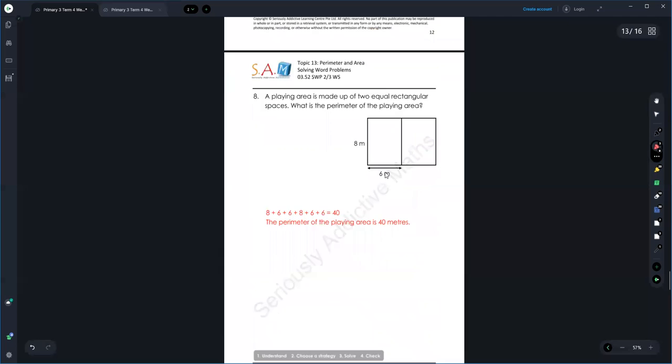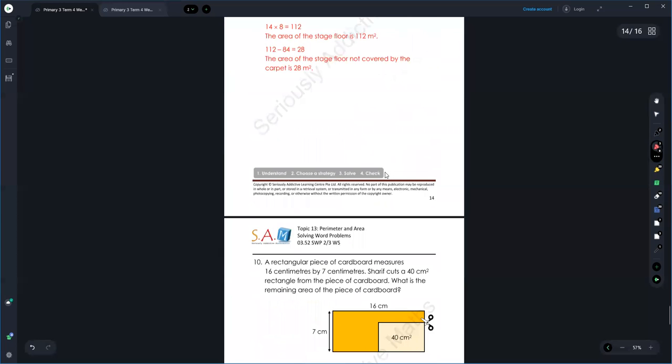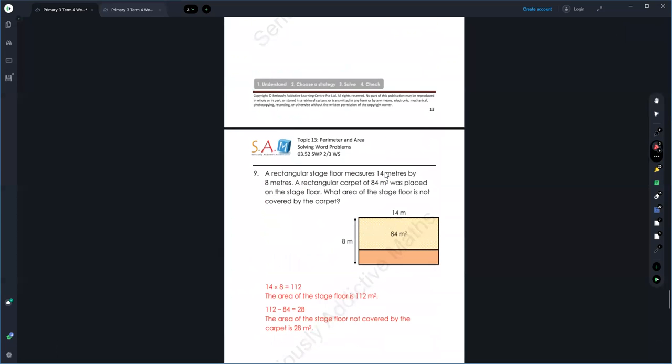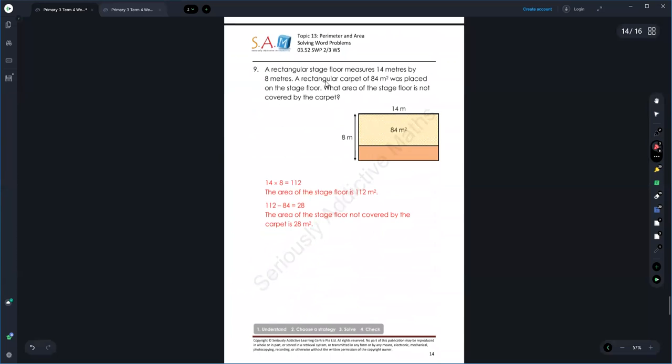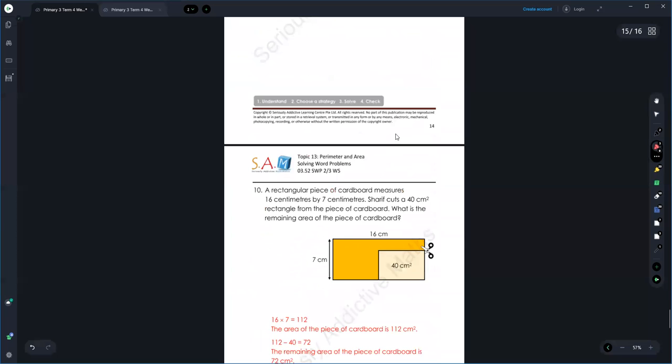Next one. I think question 7 should be quite easy. A rectangular stage floor measures 14 meters by 8 meters, and the carpet itself is 84 square meters, which is this light orange or light brown area. What is the area that's not covered? What they need to do is find the area of the whole floor minus the area of the carpet. So quite easy.